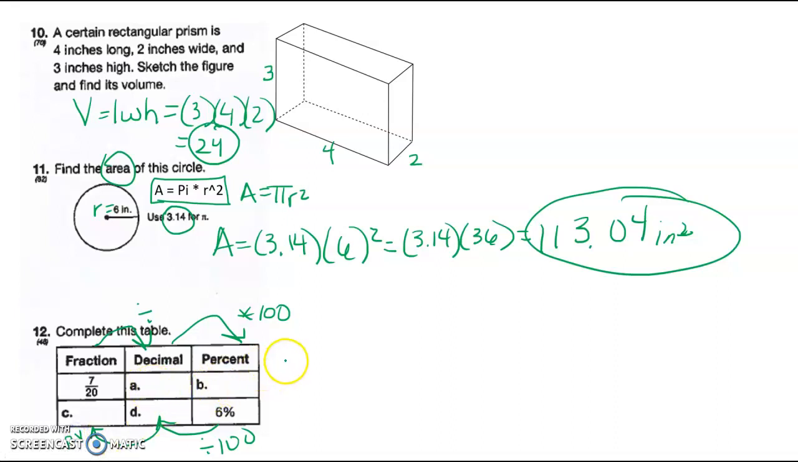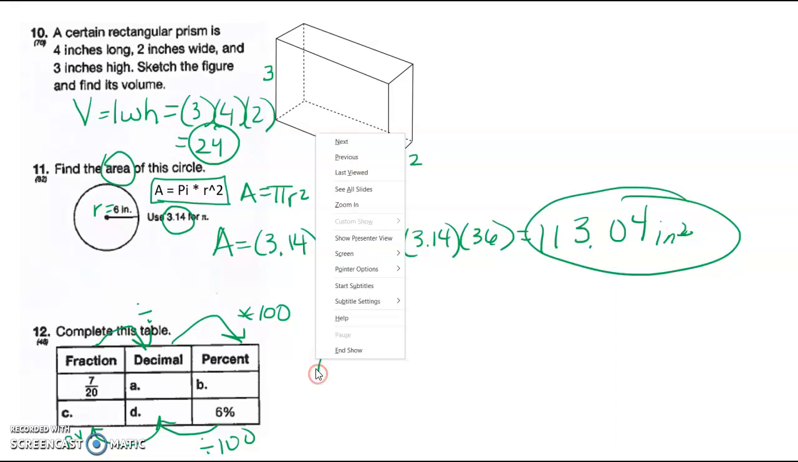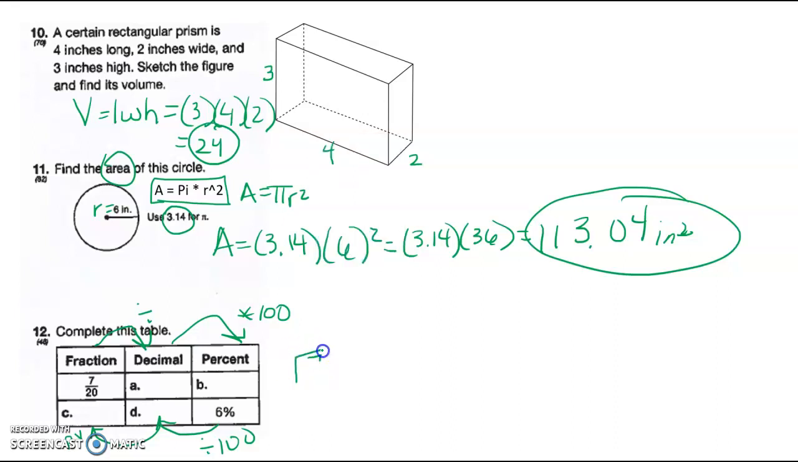Okay, so we have 7 divided by 20 to get our decimal. And our decimal is 0.35. 0.35 times 100 is 35%. And then I know that this is 6%, so 6 divided by 100 is going to give me 0.06, which is 6/100. I have to reduce that, divide by 2, and I get 3/50.